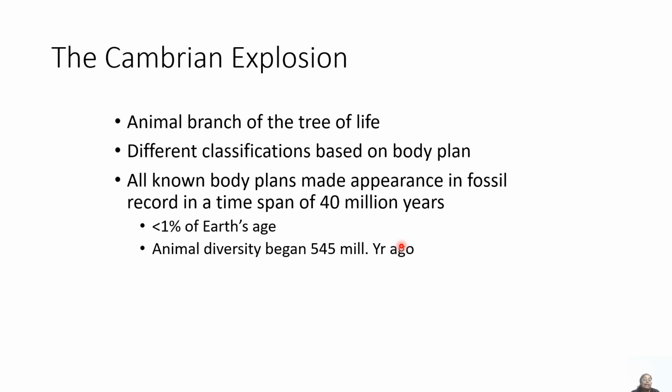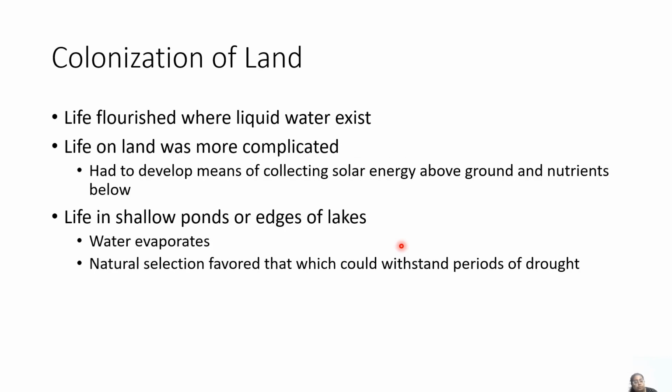Let's talk about the Cambrian explosion. It's an animal branch of the tree of life. There are different classifications based on body plans. All known body plans made their appearance in the fossil record in a time span of 40 million years. That's less than 1% of the Earth's age. And animal diversity began 545 million years ago.